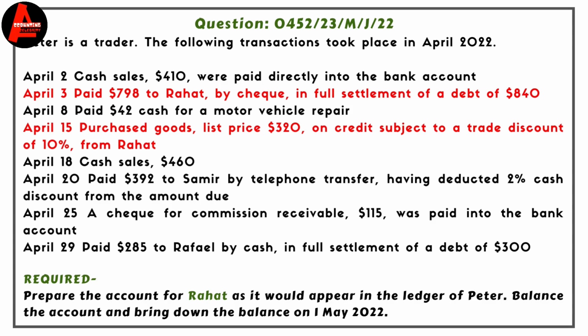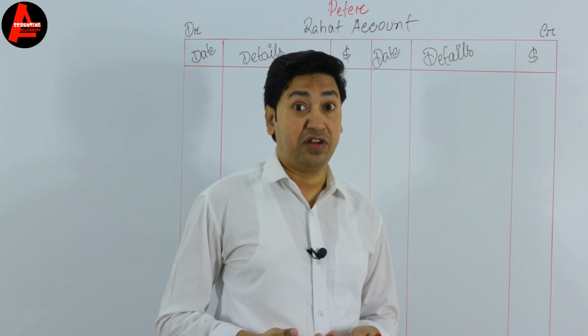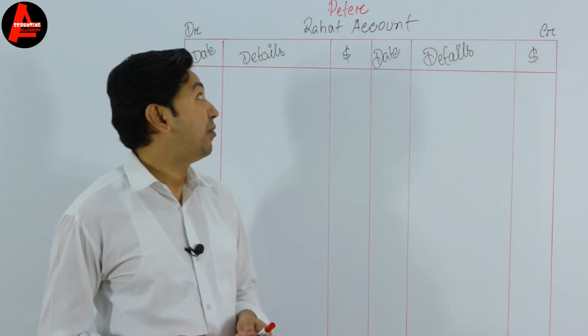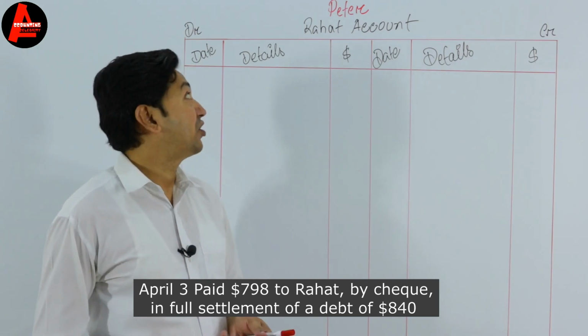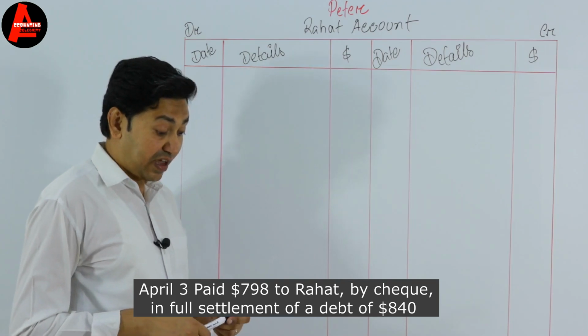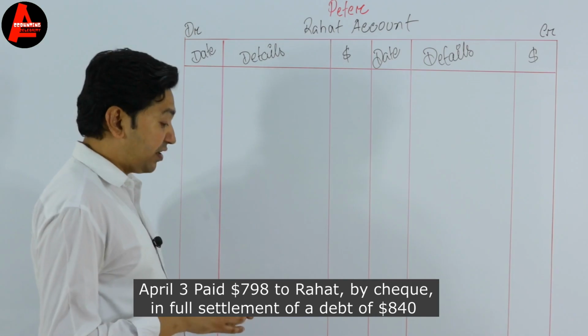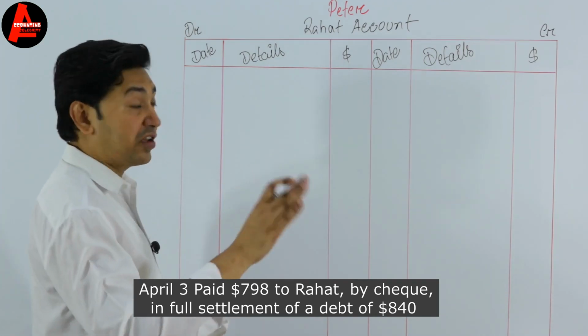So here in the first transaction we don't have Rahat. Second one, number 3: paid $798 to Rahat by check in full settlement of a debt of $840. Okay, so here we have a debt of $840 and we need to pay this amount to Rahat. We are doing the Rahat account in our ledger, so this is our liability. This is a credit balance for us, so we will write this amount on the credit side.